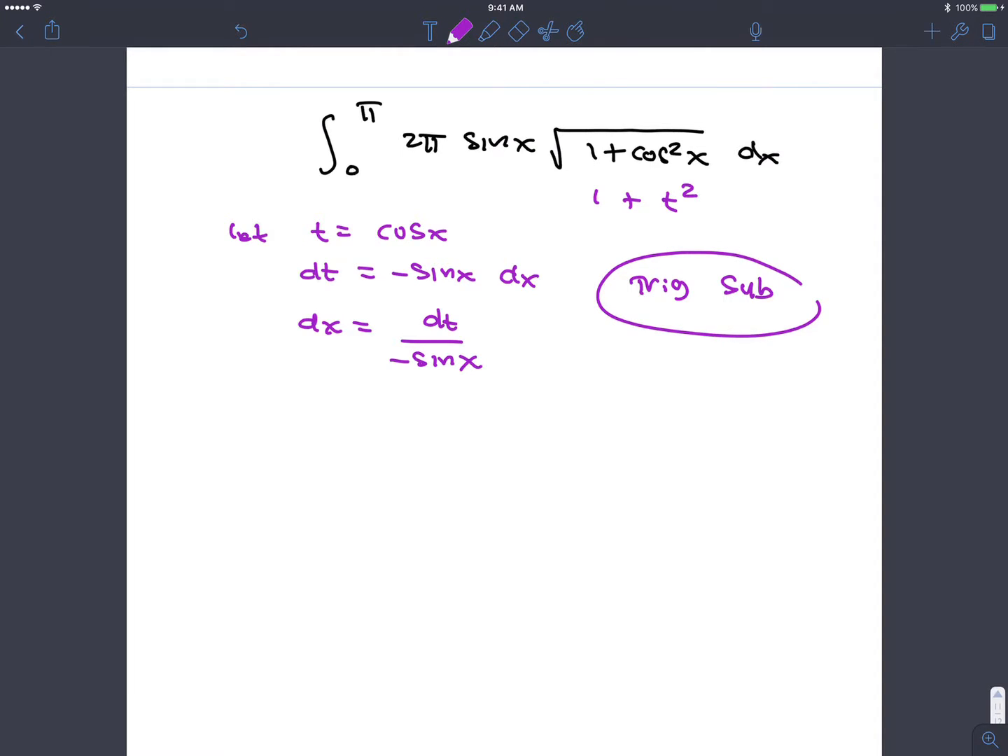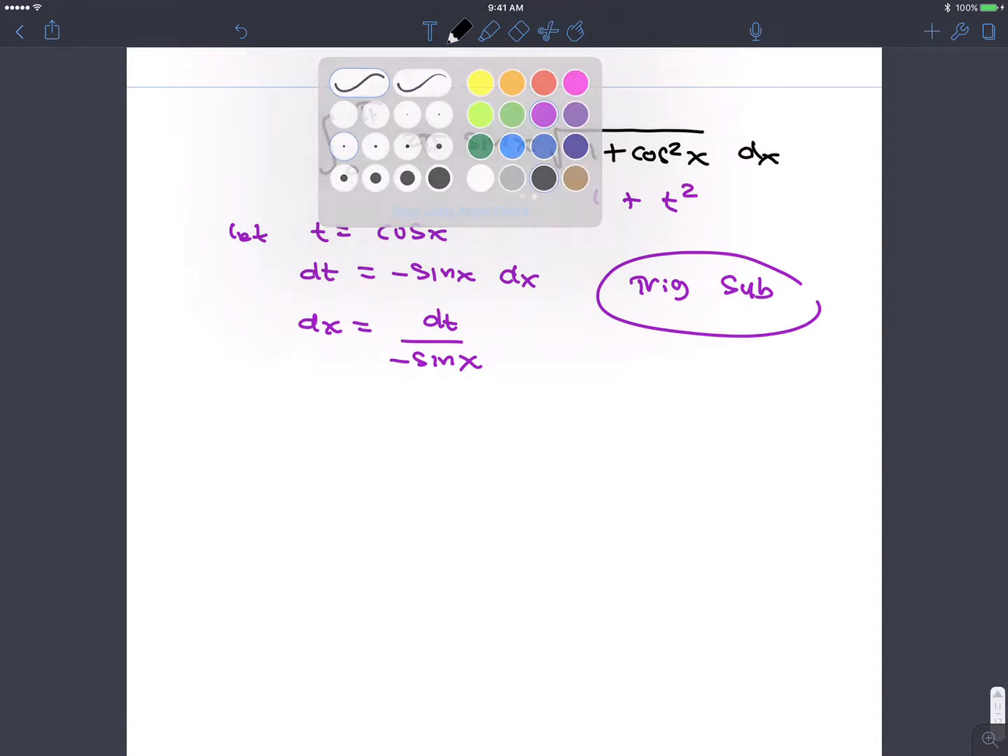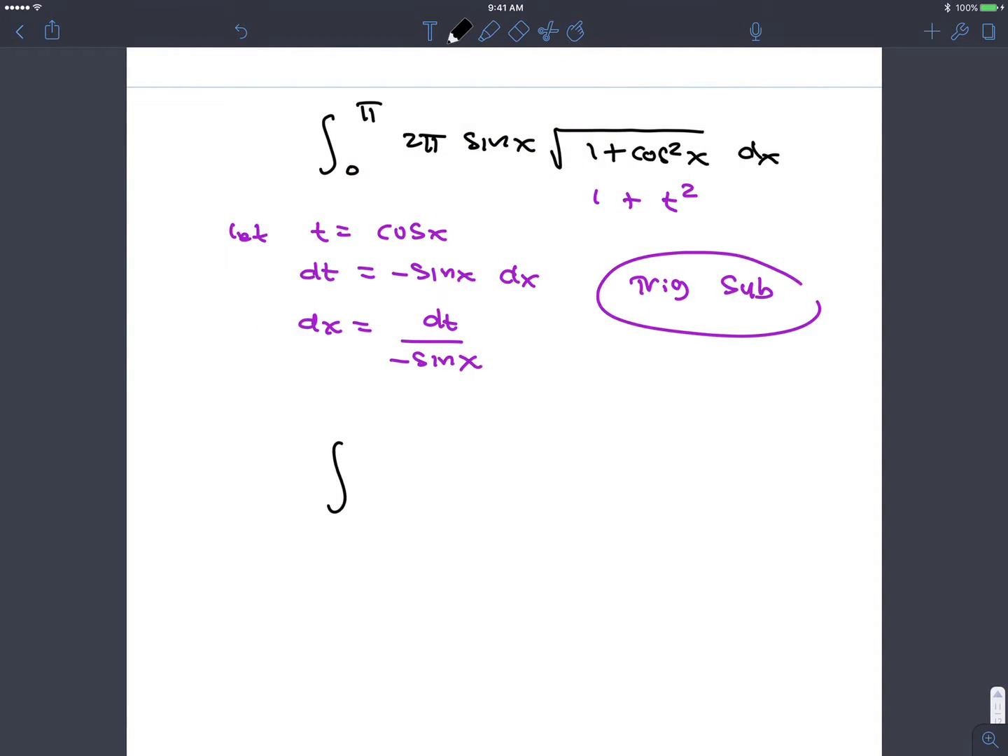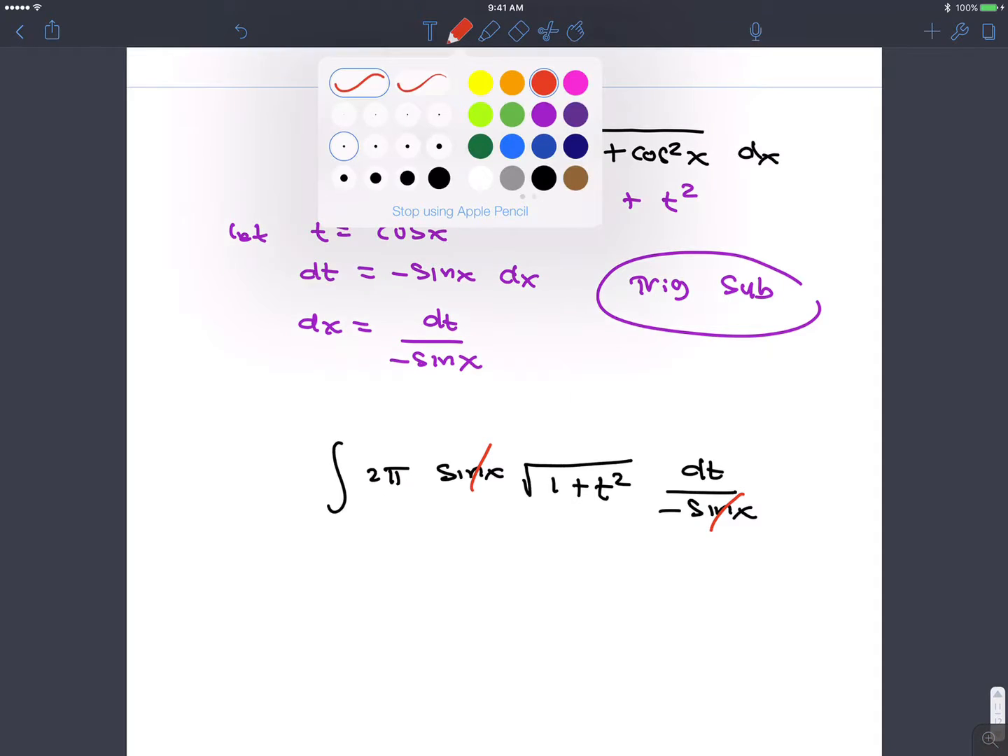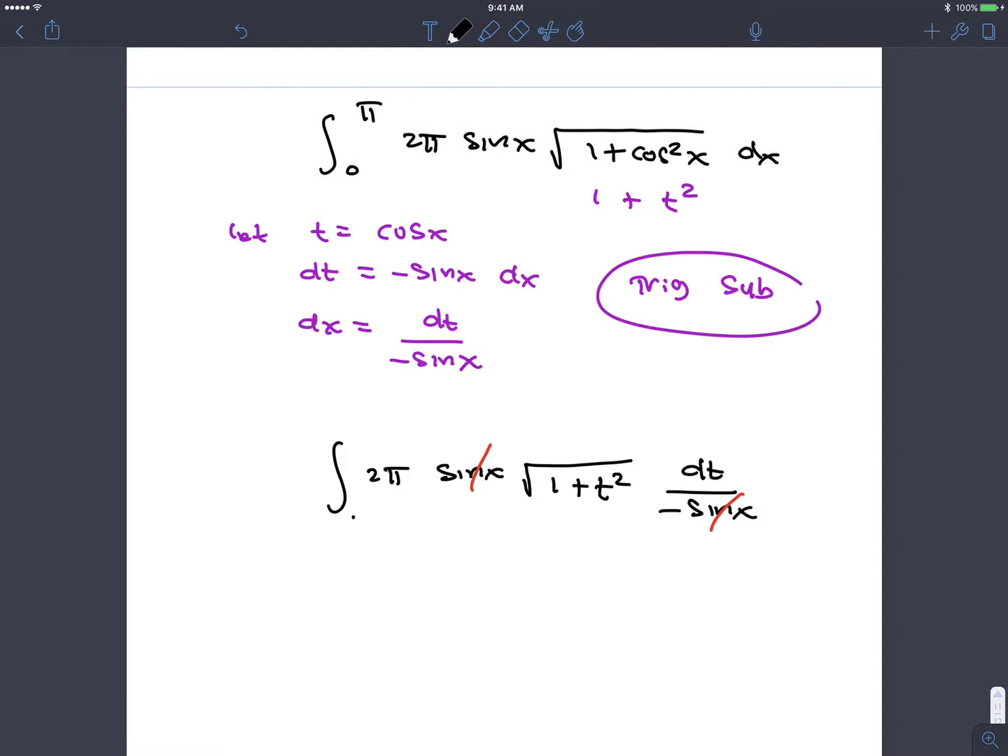But we're going to do the intermediate step, meaning this is the integral now. Let's go back. We got 2 pi sine x square root 1 plus t squared, and dx will be dt over minus sine x. And get rid of your signs here. Okay? So, and this is going to be 0 to pi. Now this is x.